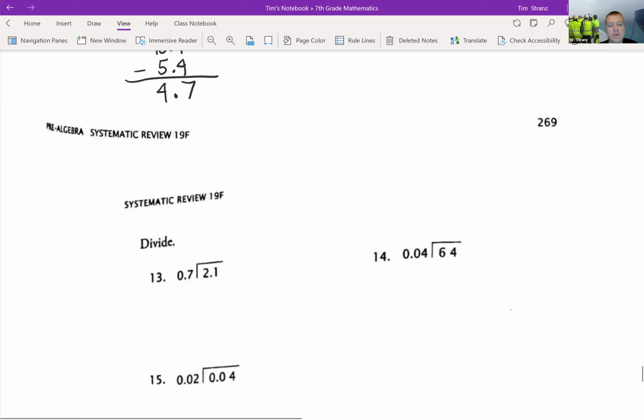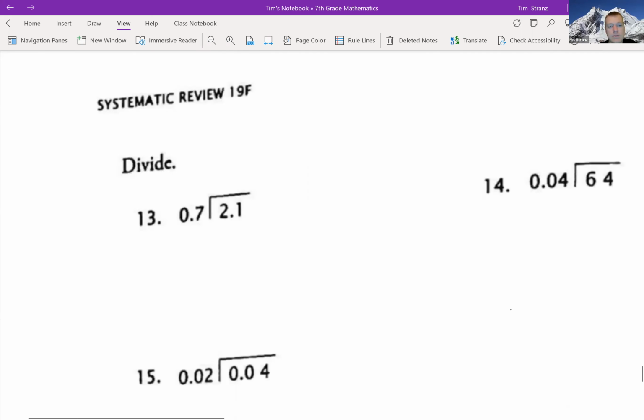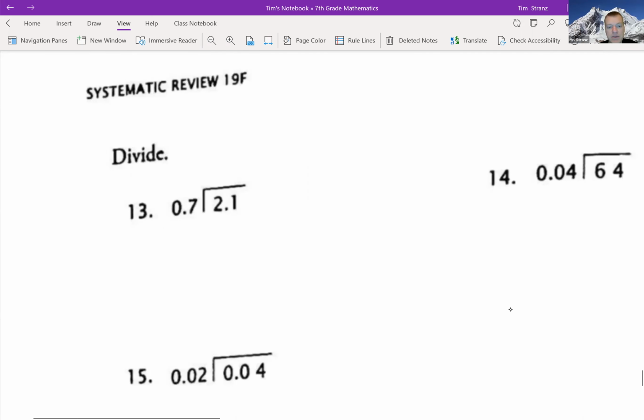Going to 13, now we're dividing. Okay, so I want to make my divisor, this number right here, a whole number. So I'm going to move that over 1, which means I have to move this over 1. Okay, 7 now goes into 21 3 times.